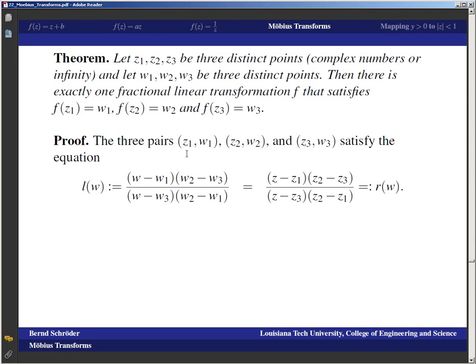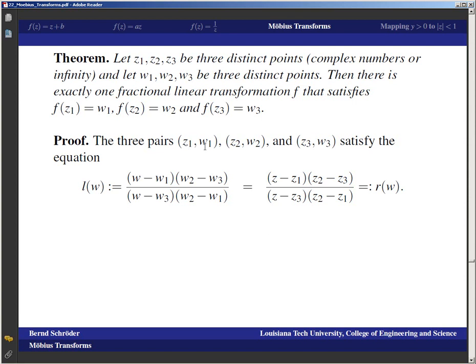Look at this. You take those three pairs, z1, w1, z2, w2, and z3, w3, and they satisfy that (w minus w1)(w2 minus w3) over (w minus w3)(w2 minus w1) is equal to (z minus z1)(z2 minus z3) over (z minus z3)(z2 minus z1). Okay, like I said, somebody thought of this for a long time and has figured out how to do this. Let's at least verify that it is right.